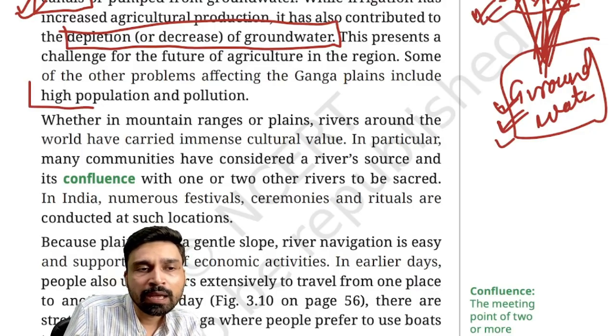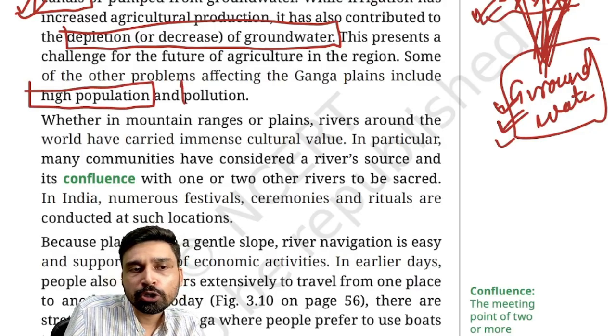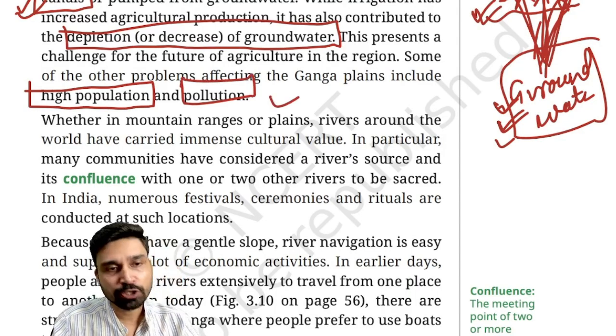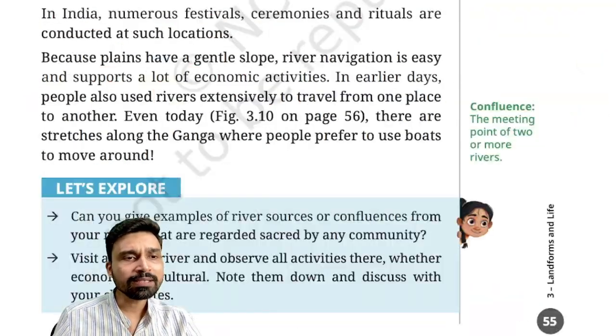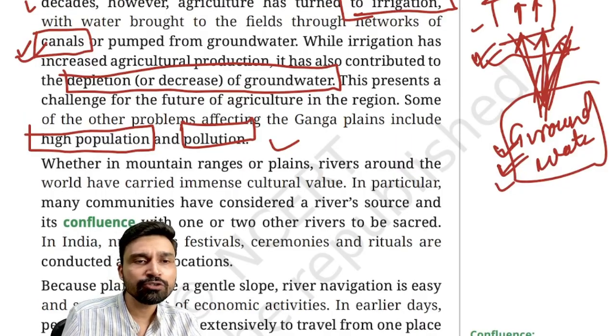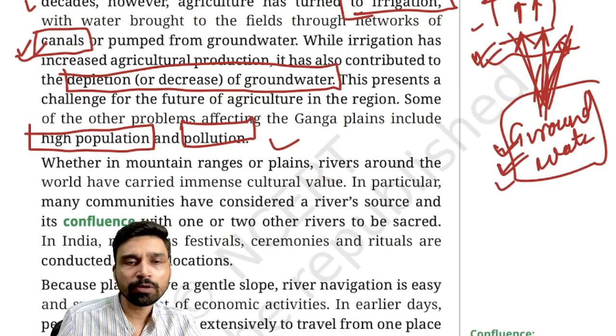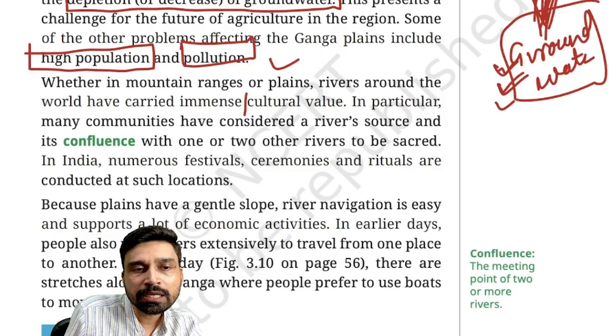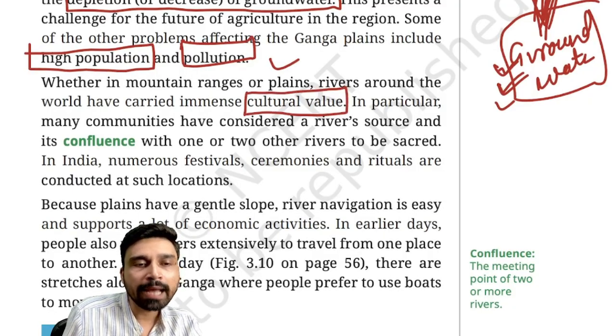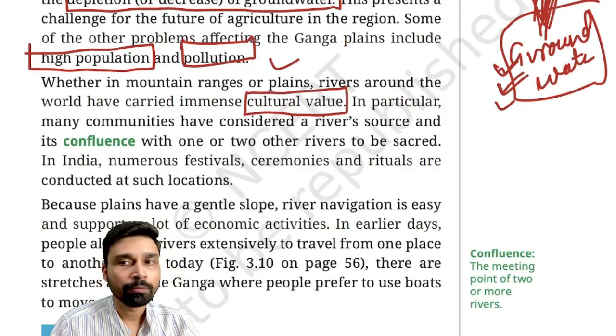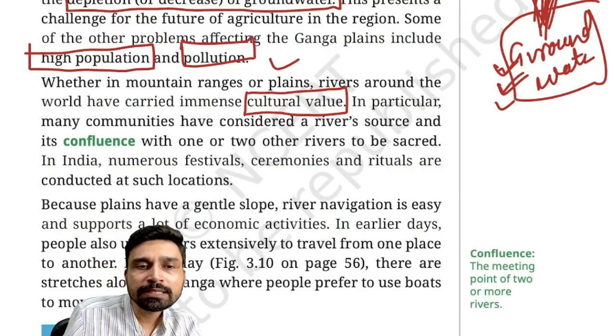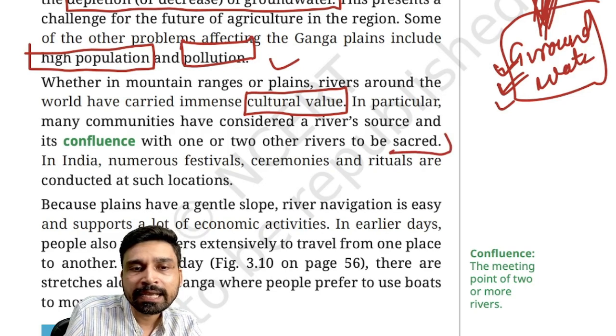At the same time, high population and pollution have also emerged as a major challenge of this plain. Now, whether in the mountain ranges or plains, rivers around the world are also an interesting example of carrying immense cultural value. Many communities in the world consider a river source and its confluence with one or two rivers to be sacred in nature.